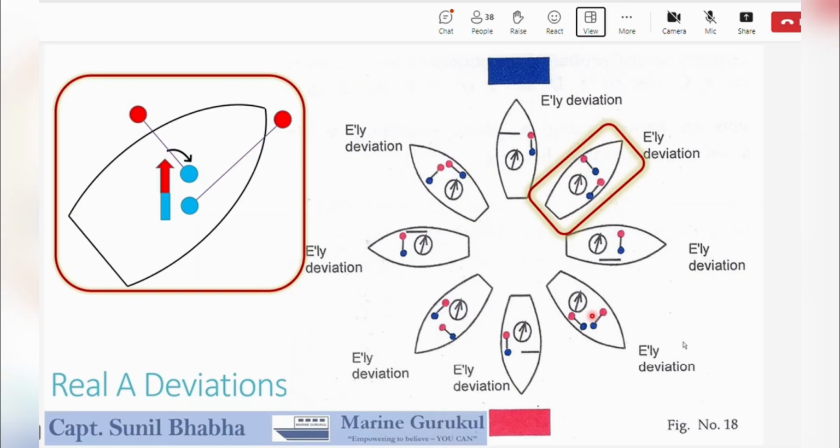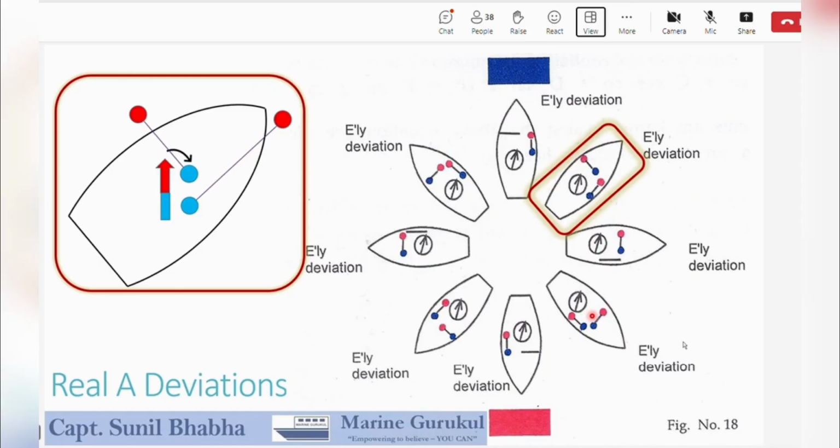Yeah, at every heading the amount of the deviation will be the same because of these blue poles. If there are two, the power is distributed equally among them, and if there is one, it has that much power, so at all points the deviation should be the same, sir. That's right, beta. That is why you see coefficient A is independent of the ship's heading. Wherever the ship heads, the deviation due to A remains the same.